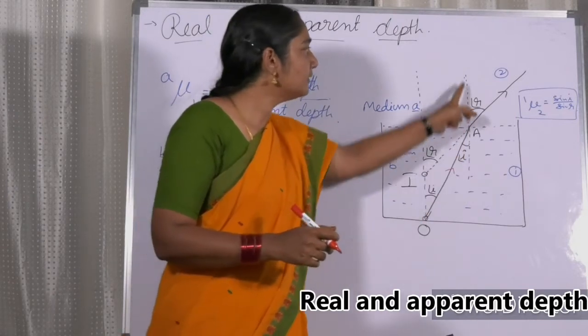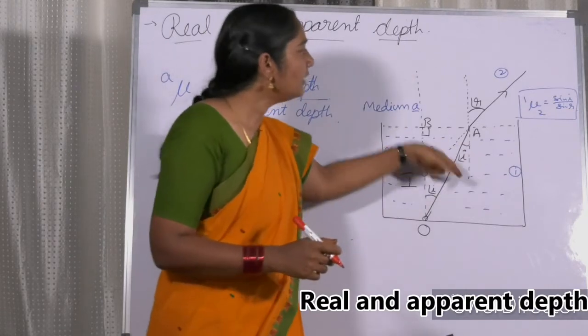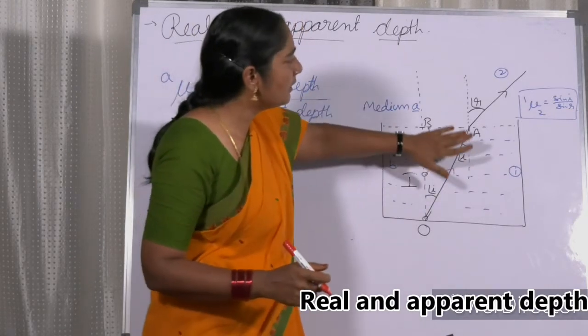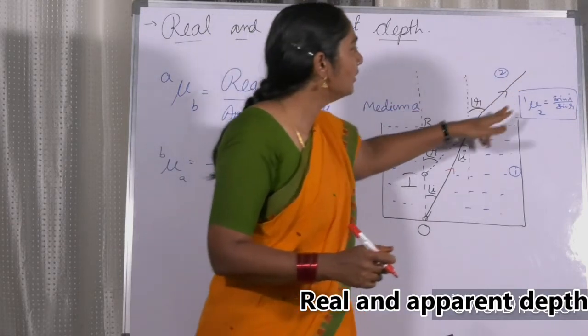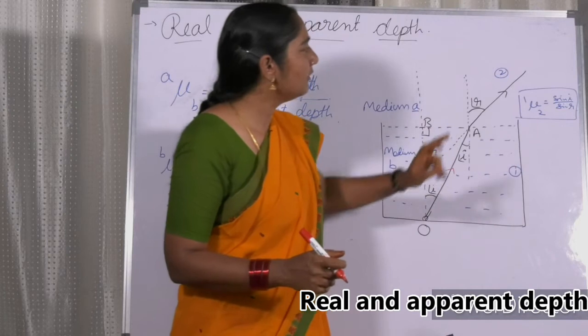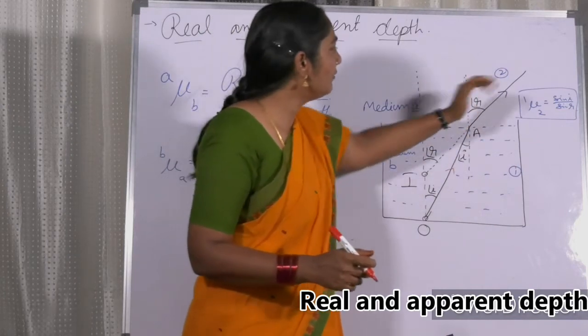So my dear friends, this is the normal, and this is the angle of incidence. After refraction, the light is moving from a denser medium to a rarer medium, so it is moving away from the normal. This is called the angle of refraction. Here you can see that it is moving away from the normal.